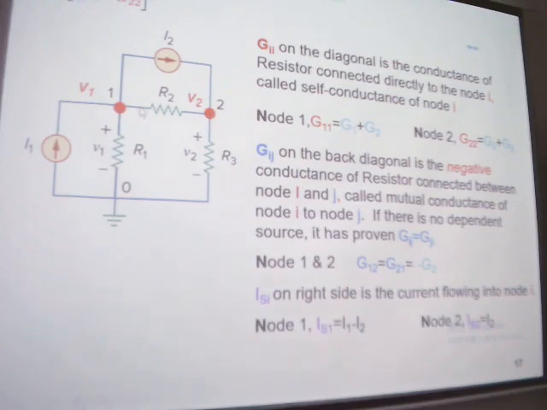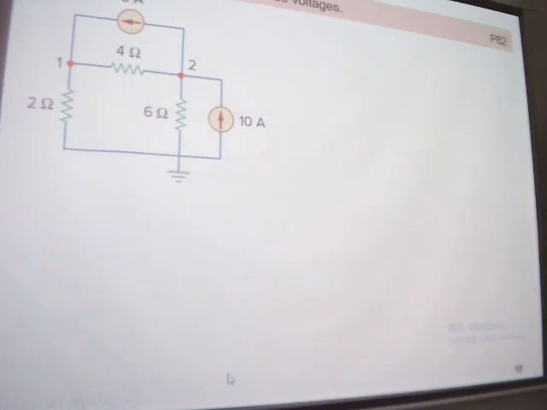So for node 1, we see I1 is going inside, so it's positive. I2 goes outside, so it's negative. For node 2, just I2 goes inside, so just I2, no I1, right? Okay. Step 3, solve the set of equations, and we get the result. Now we're going to see the example.